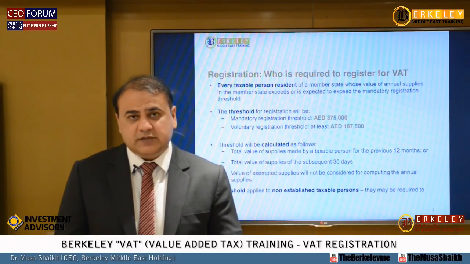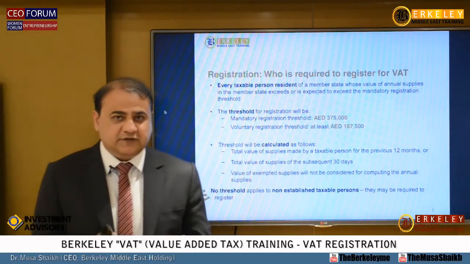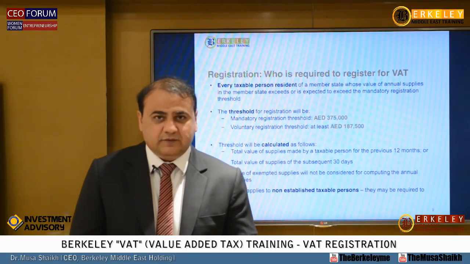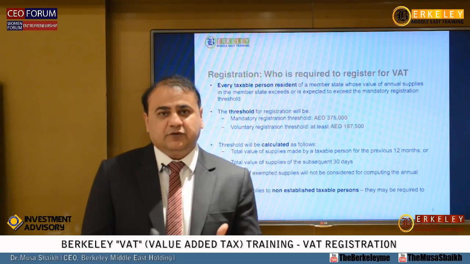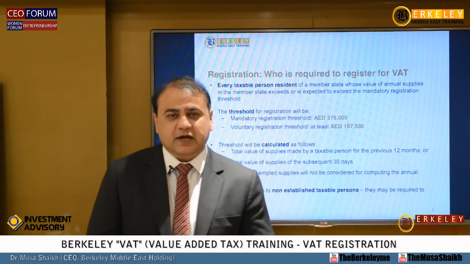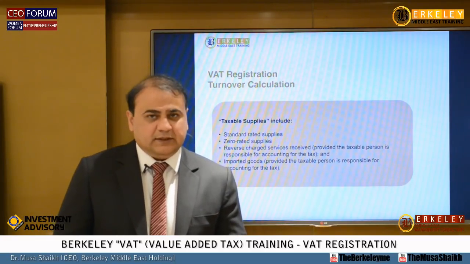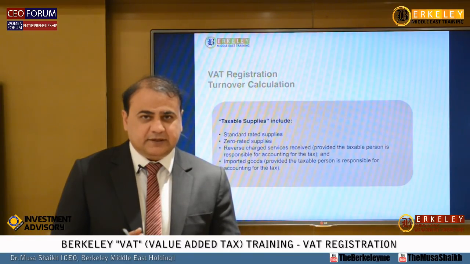You can opt voluntarily for the VAT registration if your turnover is at least 187,500 dirhams. How will this figure be calculated? You have to see the 12-month range of your year, the total value of the supplies in subsequent 30 days. The value of exempted supply will not be considered in the calculation of your VAT turnover. First of all, it's very important for us to know what a taxable supply is. So taxable supply has certain items inside: standard rated supply, zero rated supply, reverse charges, imported goods.